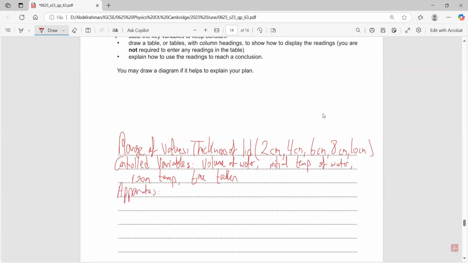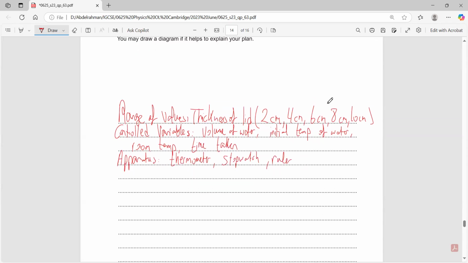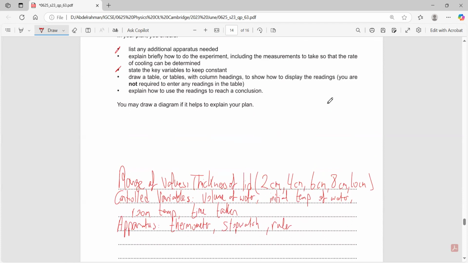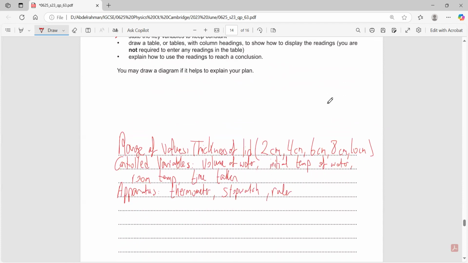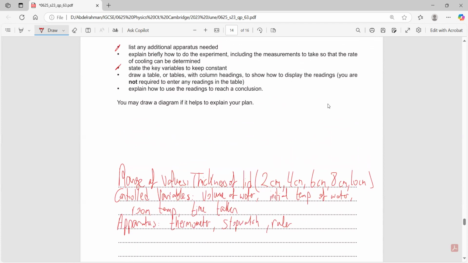What about the missing apparatus? He hasn't written down a thermometer nor a stopwatch, and we might need a ruler, right? You might need the ruler to measure the thickness of these lids. Don't need to write down any precautions. Let's go on and write down the steps.